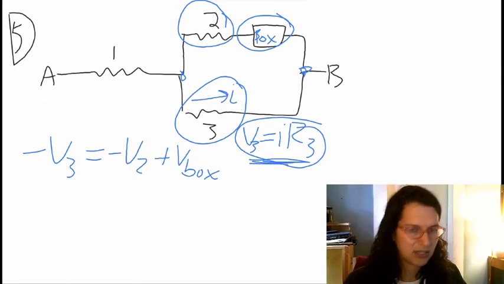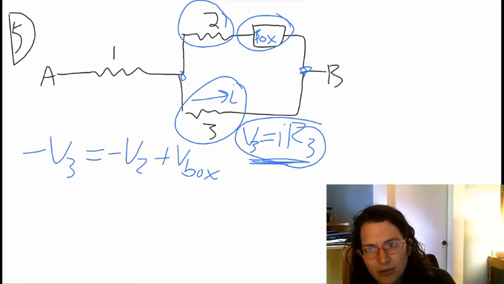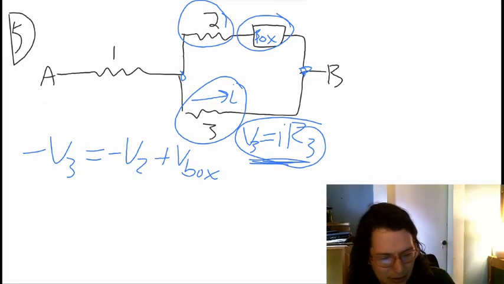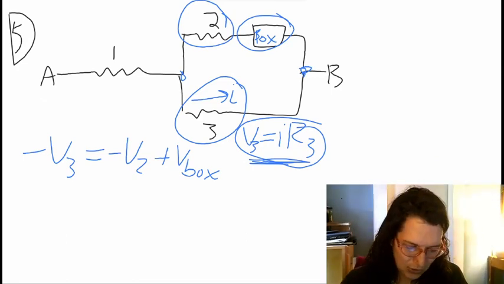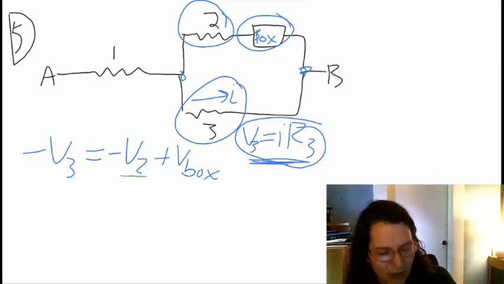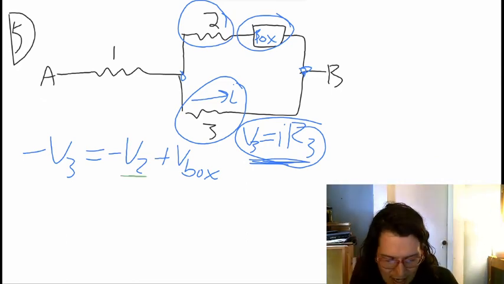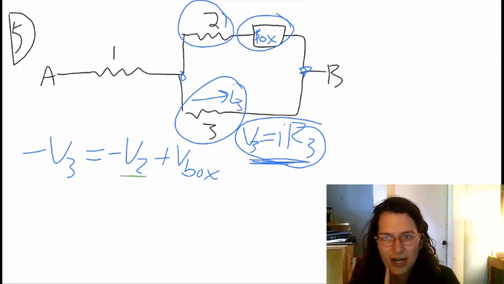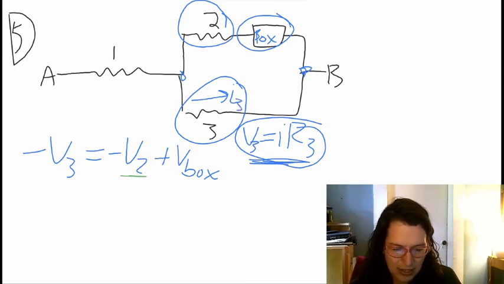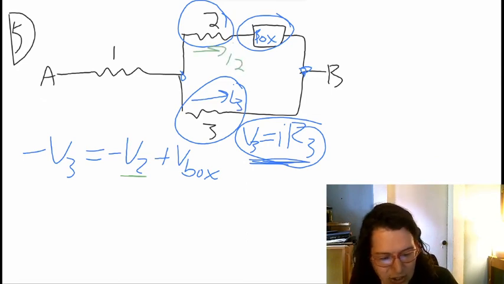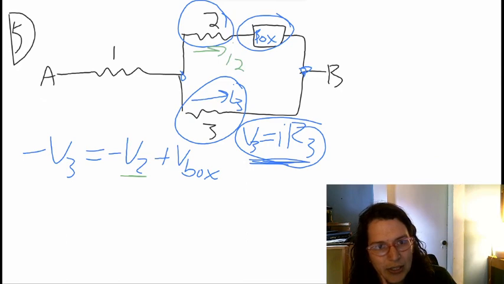V2 is going to be some current times R2, but I do not know that current right out the top. So I do need to investigate V2 a little bit more. So let's go back to our circuit. Now, I have a current that was given, which we're going to call I3. This is the current that's given. And I know that there's going to be some current through resistor 2, which we'll call I2.